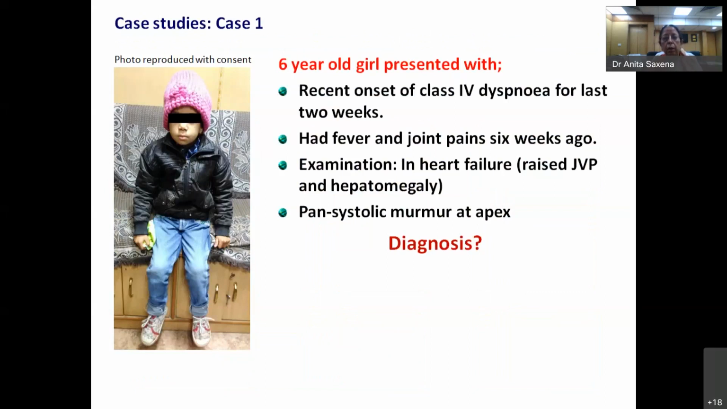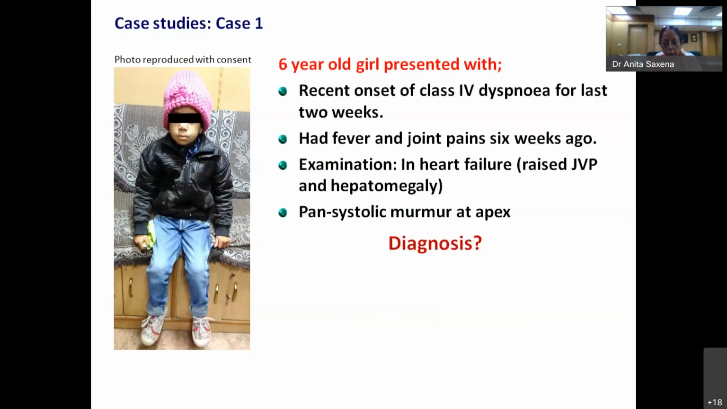This is a 6-year-old young girl who presented with very short history of just 2 weeks, recent onset of class 4 dyspnea. I mean, looking at just this history, you will also think about myocarditis because it's a short history. It's not going to be congenital heart disease. But she also gives history of fever and joint pain 6 weeks back.